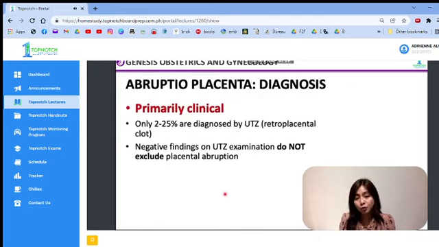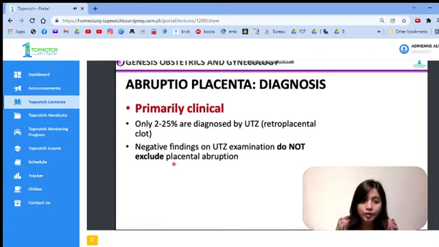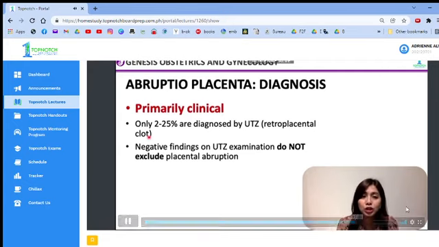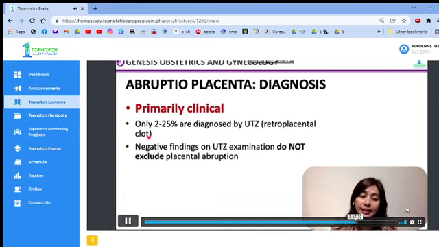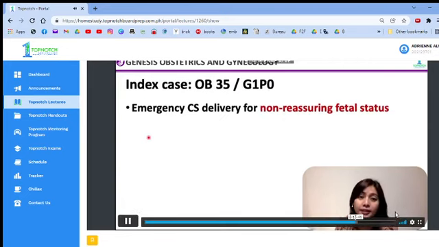Primarily, it's a clinical diagnosis, okay? Most of the time, hindi na namin ito na-ultrasound because nag-emergency na kami na delivery for these patients. Pero kung sakaling makapag-ultrasound ka, what you will find or what you could find is retroplacental clots. So this represents the hemorrhage between the placenta and its implantation site. Negative findings on ultrasound do not exclude placental abruption. Meaning, kung hindi mo nakita yung retroplacental clots, hindi ibig sabihin nun, hindi ka nag-abruptio. Okay? So, hindi mo talaga kailangan ng ultrasound para mag-diagnose ng abruptio placenta. Magiging supplemental lang siya to your clinical diagnosis. I diagnosed her clinically to have abruptio placenta with non-reassuring fetal status, so I immediately performed emergency cesarean delivery.